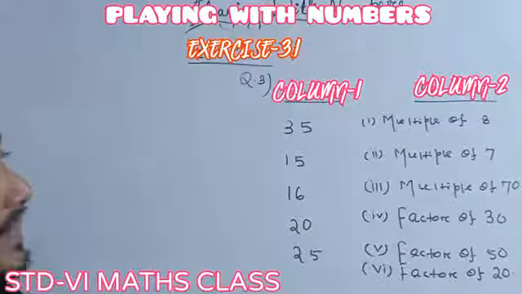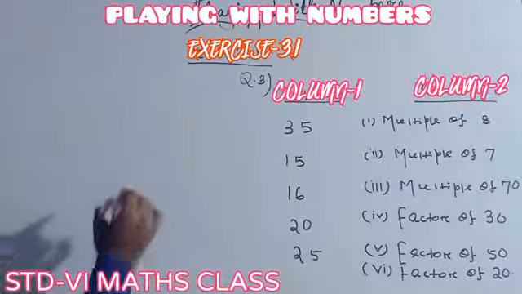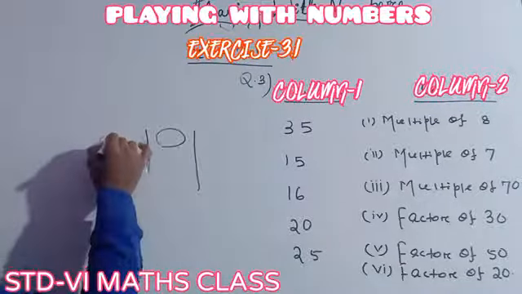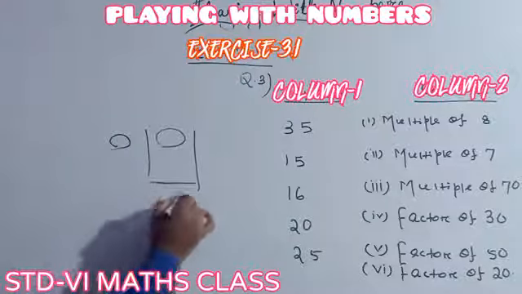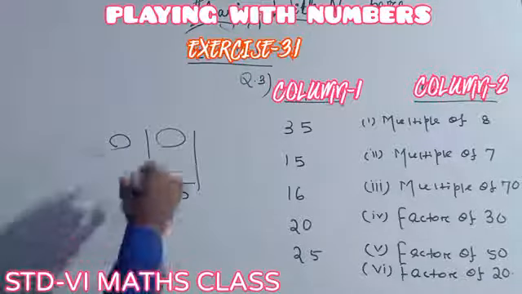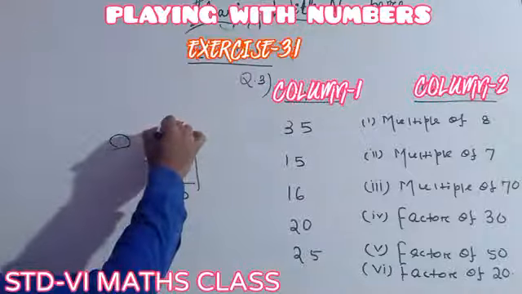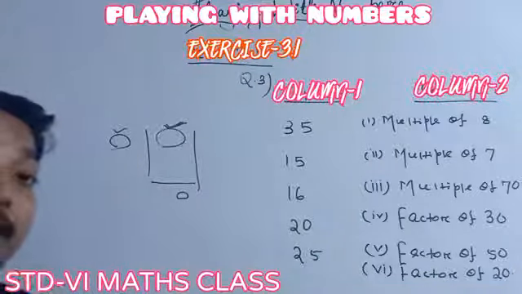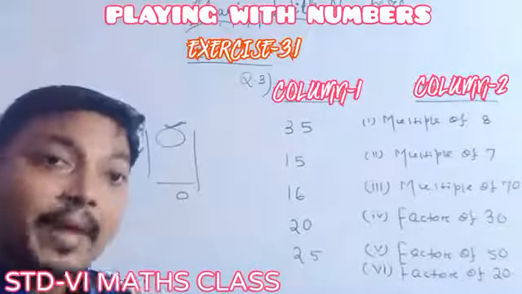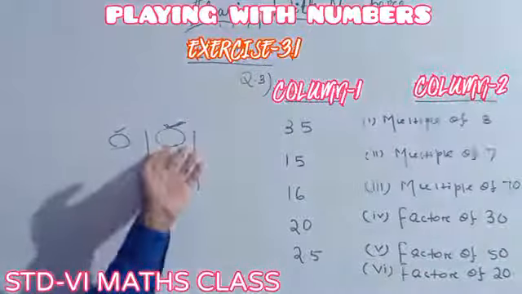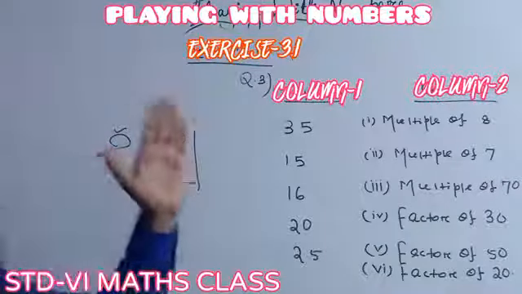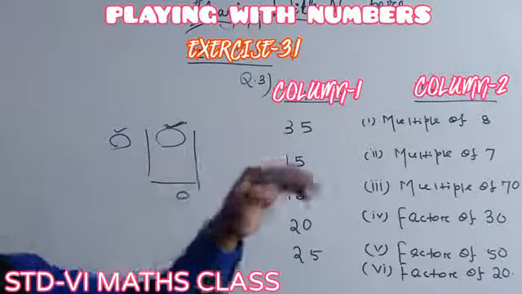Before attempting this question, once again I am showing you: whenever you divide any number by another number and the remainder is equal to 0, remember the middle one is the multiple and this one is the factor. So the work of the factor is to cut, but the multiples will be cut. Understood or not understood? Factor will cut but multiples will be cut.